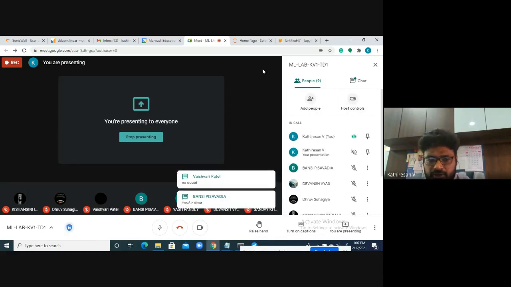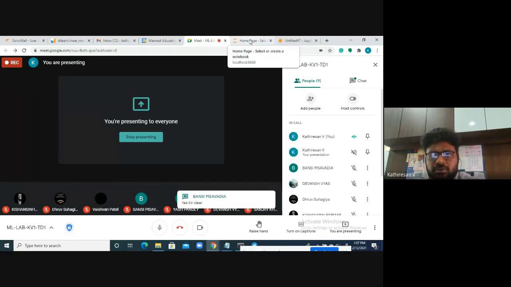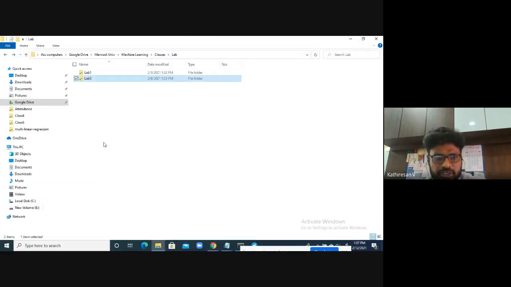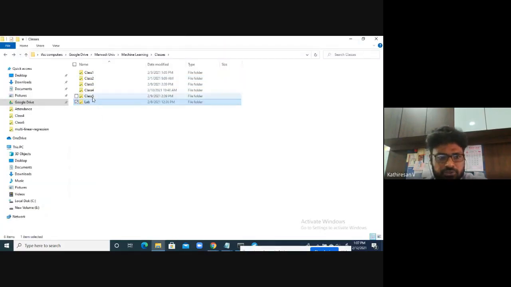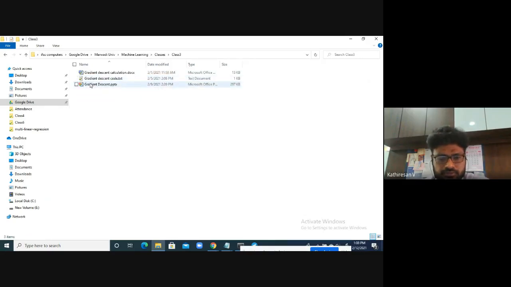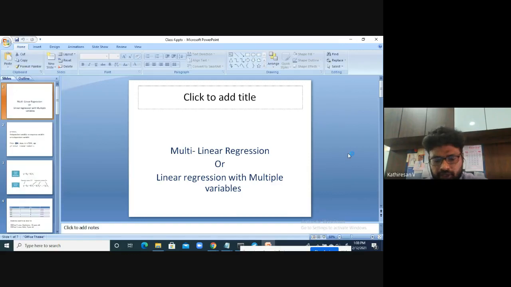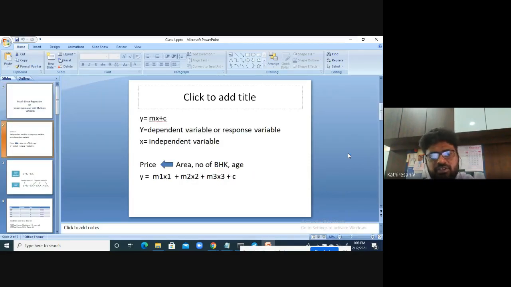Okay, so yeah, good. Now we are getting into multilinear regression. I hope you know about multilinear regression, even though I would like to give a brush up on that. In simple linear regression, we were dealing with the equation y equal to mx plus c. Here only one slope and only one intercept is there.